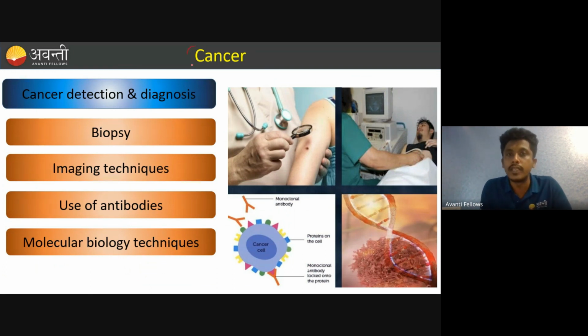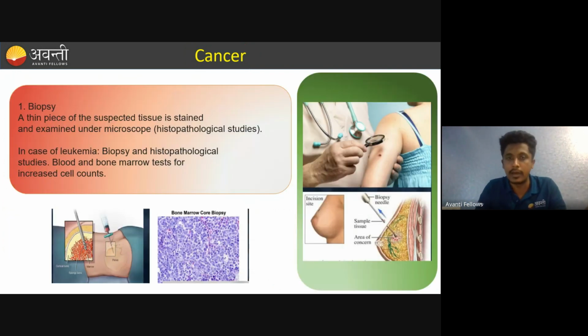Now, how do we treat cancer? Treatment of cancer begins with detection of cancer. That is why cancer detection and diagnostics is one of the most expensive medical treatments in the world today. Detecting cancer costs a lot of money and involves many techniques. Cancer detection can be done by biopsy, imaging techniques, use of antibodies, and molecular biology techniques. What is a biopsy, students?